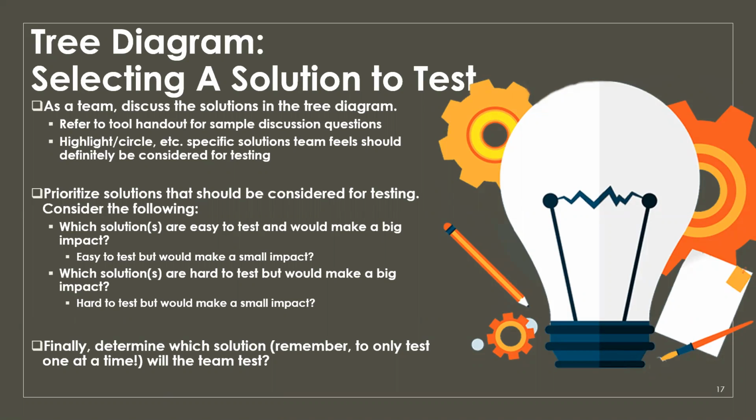So sometimes that is very evident and the team can probably fairly quickly come to a consensus on where to start, which branch to start with. You might, depending on the number of solutions that you've brainstormed for that branch, have to have some discussion about which solution do you think would make a big impact and be easy to test. That might be the place to start with testing out a solution, but you'll likely have to have some conversation around that. At the end of the day, you want to make sure that you are landing on one solution to test for the improvement effort, the PDSA cycle that you're embarking on.